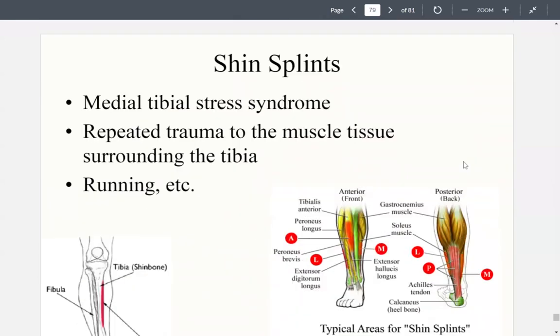Shin splints. Everybody who's done running or walking after not really doing a lot of running or walking has had the joy of having shin splints. What are shin splints? Shin splints are also called medial tibial stress syndrome. And basically what happens is there is repeated trauma, because yes, walking and running is traumatic. It's good trauma though, in appropriate patterns and applications, but it is trauma. Lifting a glass of water is trauma. But it is repeated trauma to the muscle tissue that surrounds the tibia.